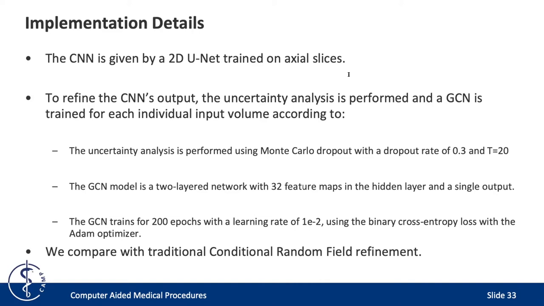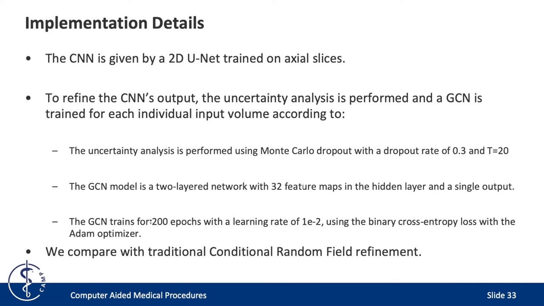Now let's go for some of the implementation details, to go to the experimental part. We have a two-dimensional CNN trained on axial slices. To obtain a volume from this 2D CNN, we just predict all the slices individually, and then we stack the slices together to obtain one volumetric prediction with a two-dimensional UNet. And to refine the CNN outputs, we perform the uncertainty analysis. And a GCN is trained for each individual input volume. This works on a volume level. That means that we perform this process for every volume that we want to refine.